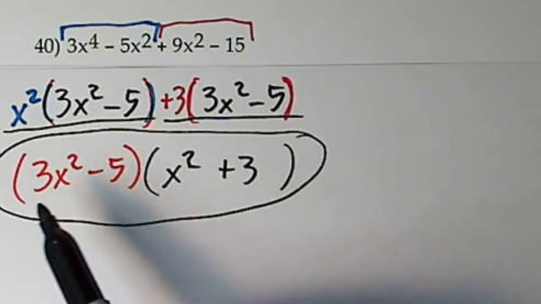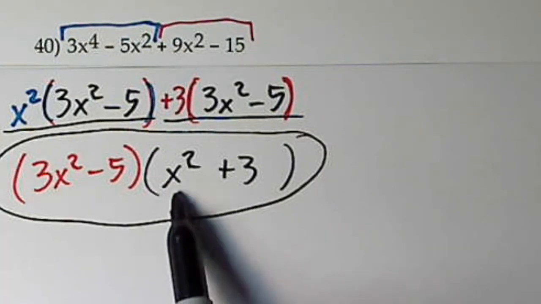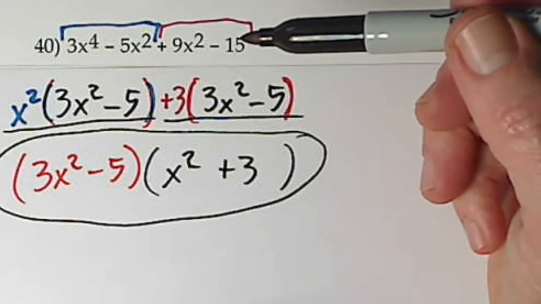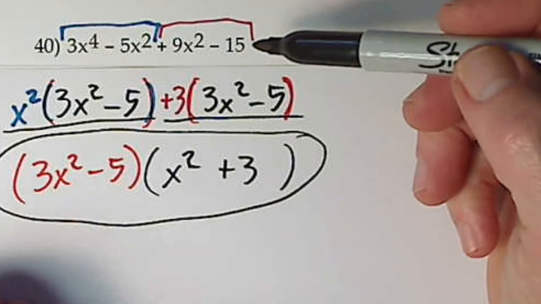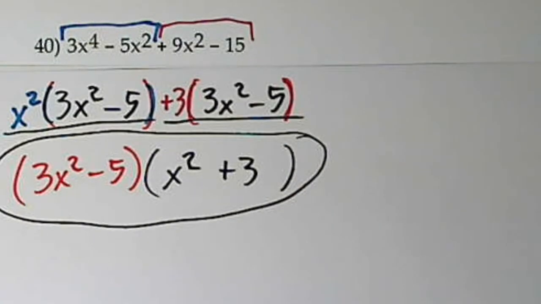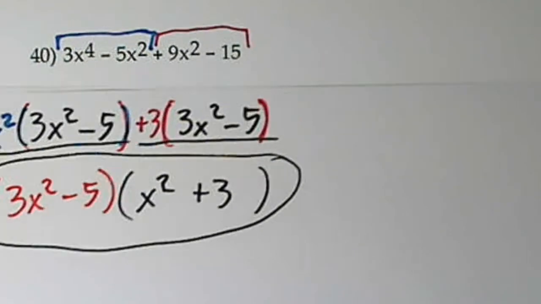And you can check it. If you multiply each term here by each term here, you will get these terms. They might be in a slightly different order, but each term will be there with the correct sign in front of it. Alright, so that's number 40. We'll take a look at number 42 now.